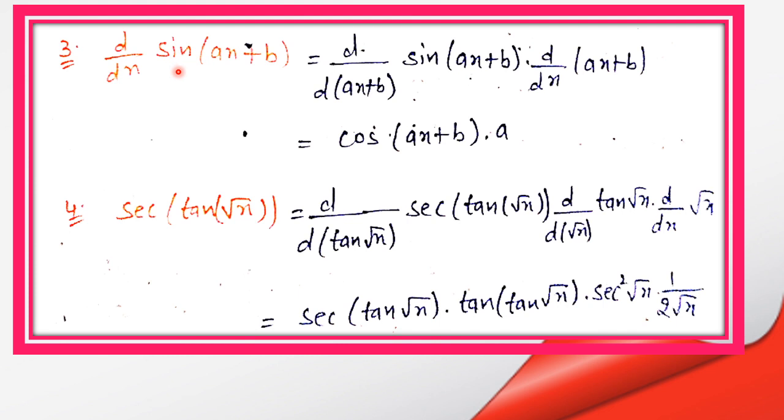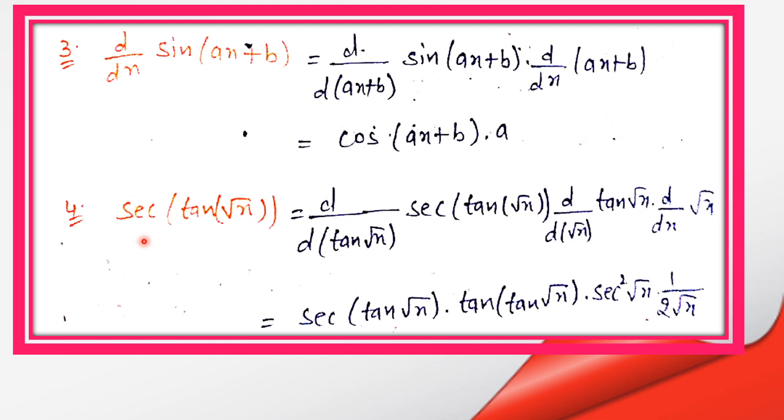Question number 3, sine of ax plus b. Find the derivative of the sine function with respect to ax plus b. Then find the derivative of ax plus b with respect to x. So the derivative of sine x is cos x. Then ax gives a, and b is a constant, so plus 0.